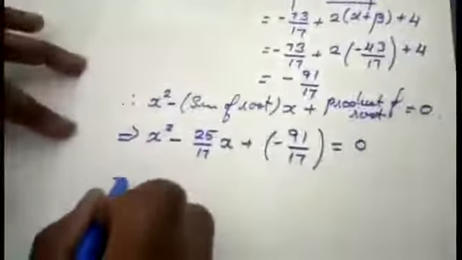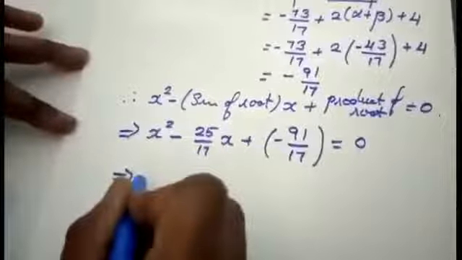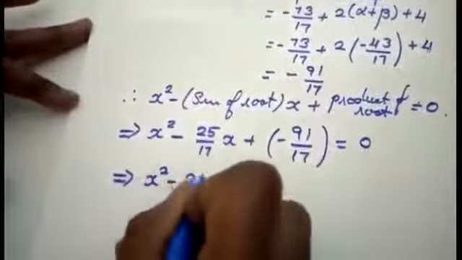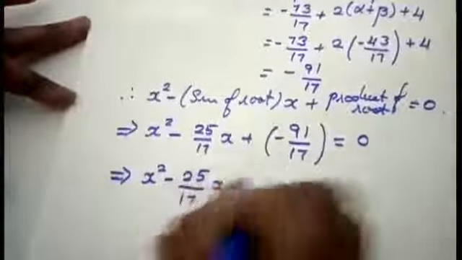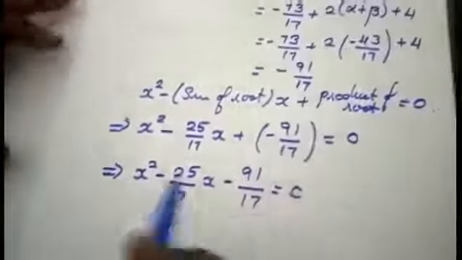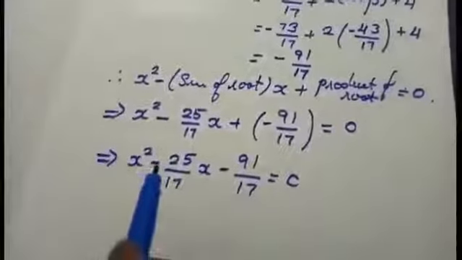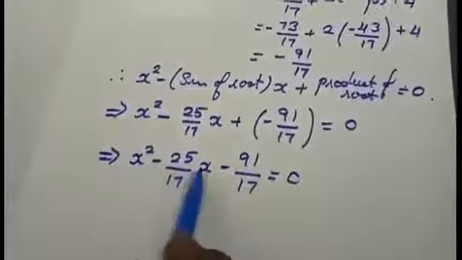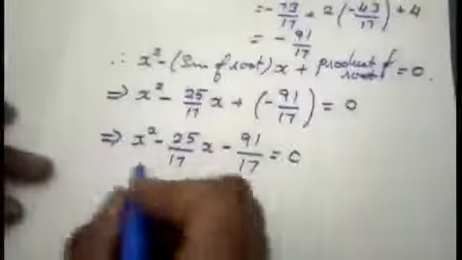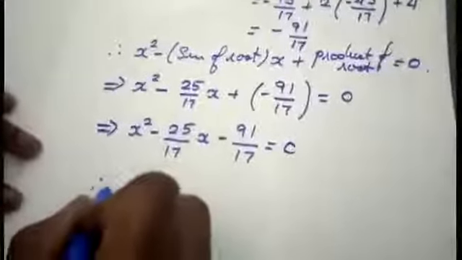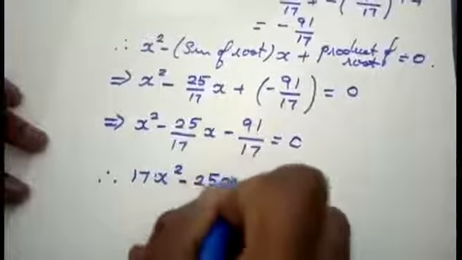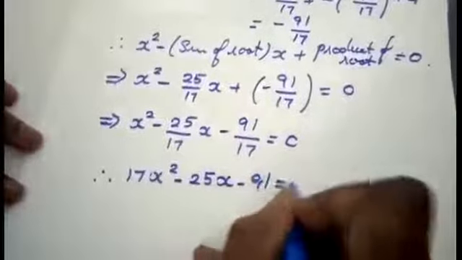That implies, if you want to simplify, you can simplify the value. That is x square minus 25 by 17x plus into minus 91 by 17 equal to 0. I am getting in the form of quadratic equation. That is x square x constant equal to 0. Finally, if you solve this value, you will get it in this form. That is, if you cross multiply the term, the final value will be like this: 17x square minus 25x minus 91 equal to 0.